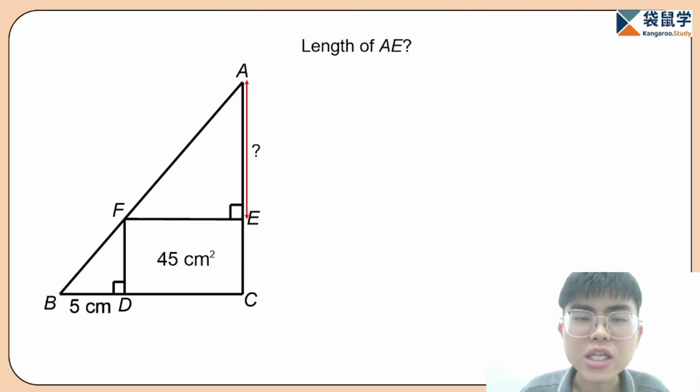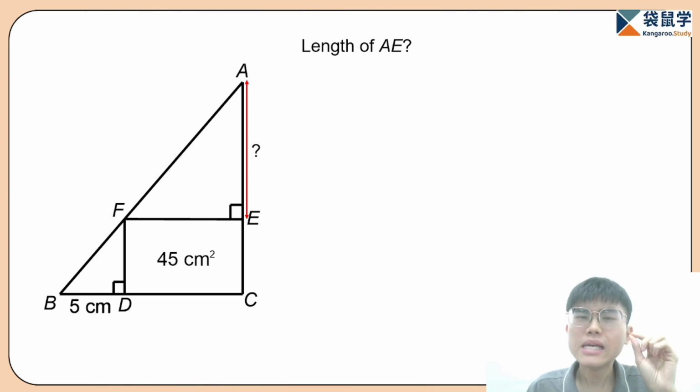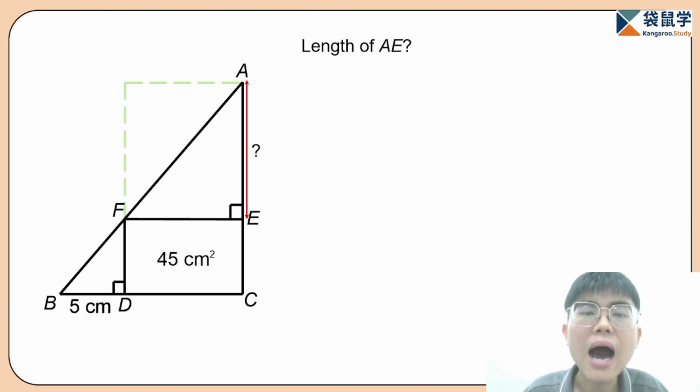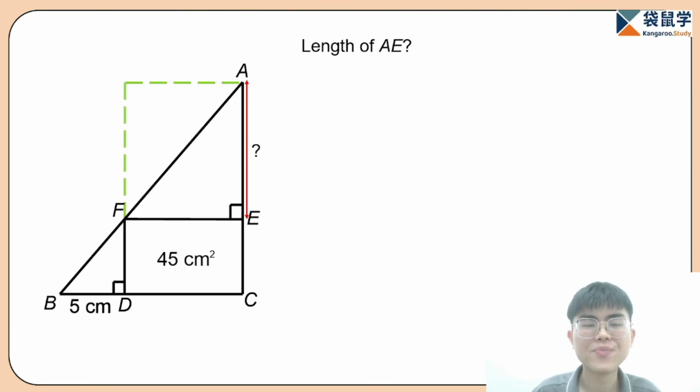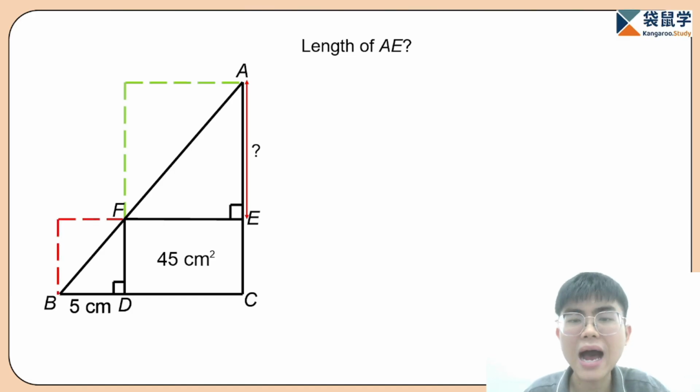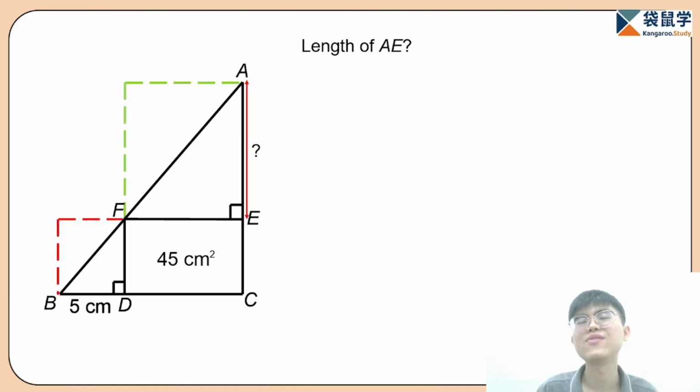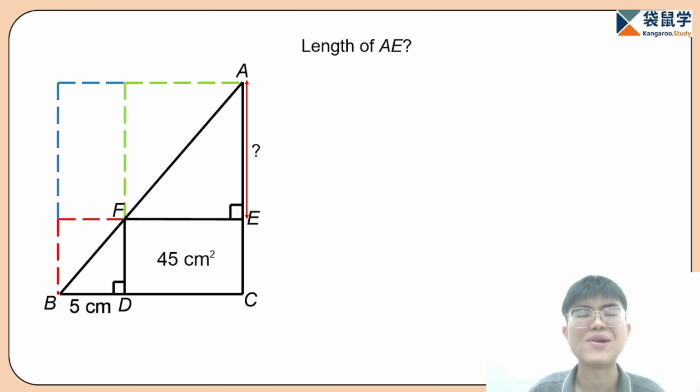Now, let's look at the triangle AFE. Since this is a right angle triangle, we can try to complete the other half of it. Now you can see that it forms a rectangle. The same goes for the triangle FBD. We can also complete the other half of the triangle, and again it forms another rectangle over here. Finally, we can complete our figure to form another big rectangle.